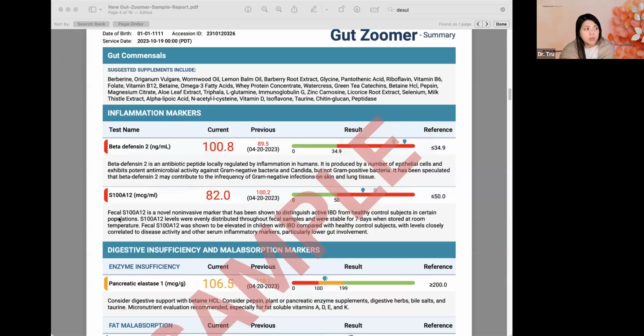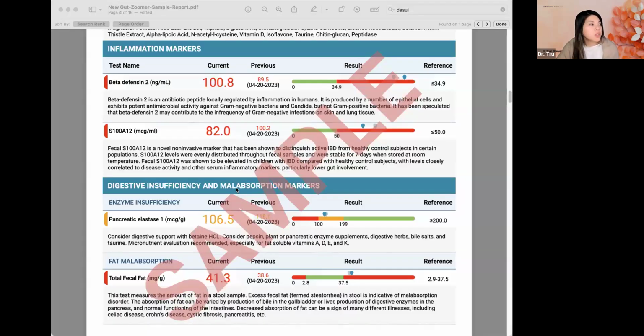And then you see fecal S100A12. This marker is a newer marker, mostly studied in children so far, but we have seen data that it's correlated with inflammatory bowel disease, which is ulcerative colitis and Crohn's disease. It helps you distinguish between IBS and IBD. I'm just sharing this with you so you can understand that there is an explanation here: if something is positive for you, they will give an explanation.